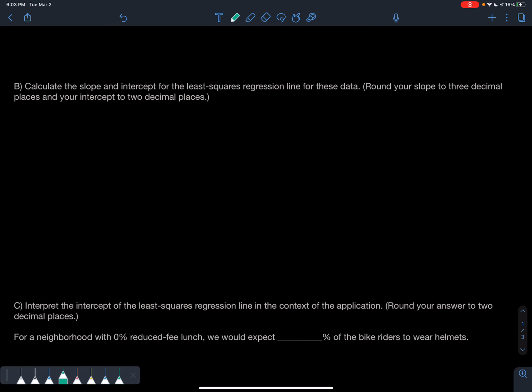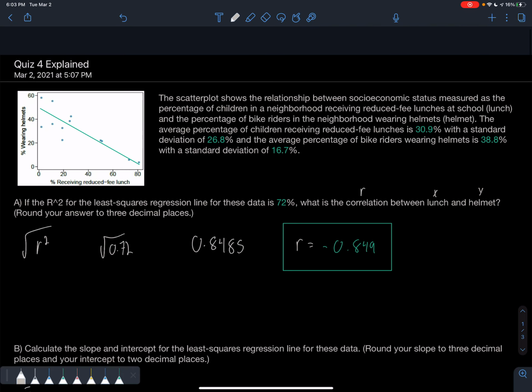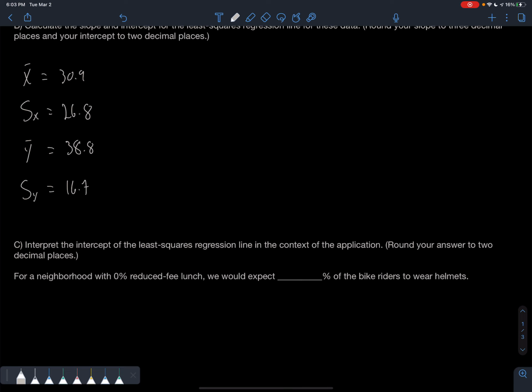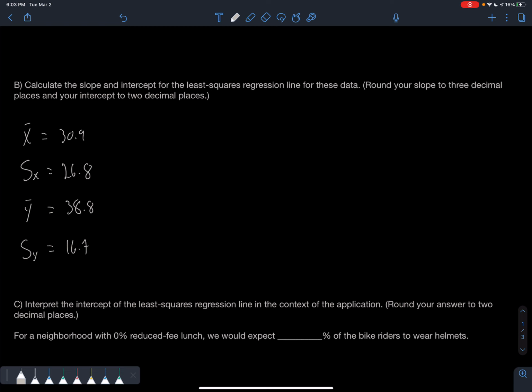Next is B. Let's see, calculate the slope. Let's just write down our data here. Our mean of x is 30.9. Standard deviation of x is 26.8. Our mean of y is 38.8, and our standard deviation of y is, I forgot what it was, 16.7. It doesn't really matter if you change these into percentage points, as long as the ratio is the same, it's going to be okay.